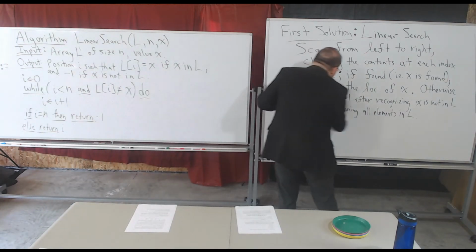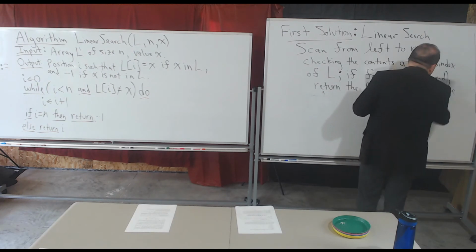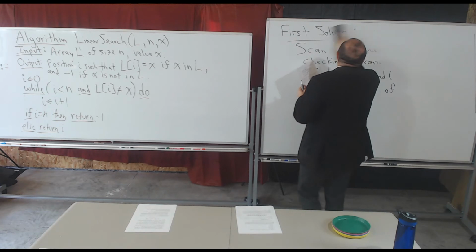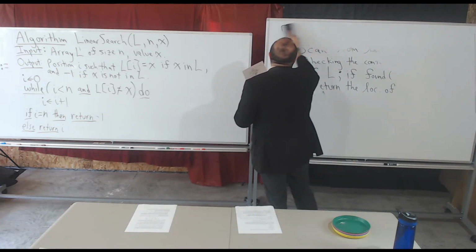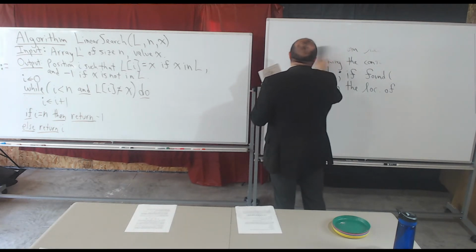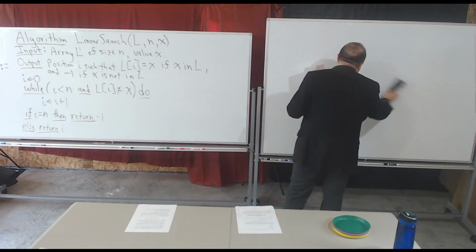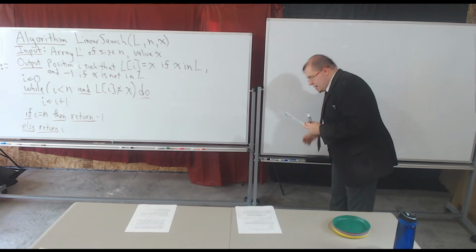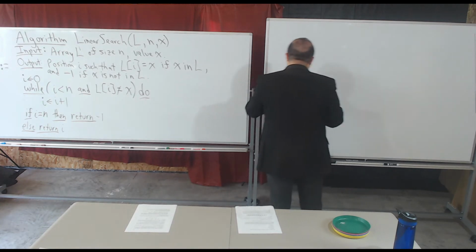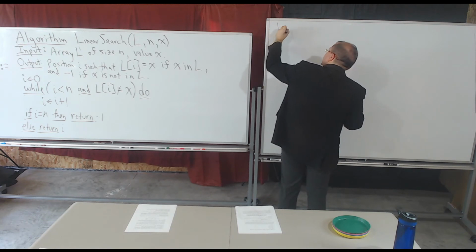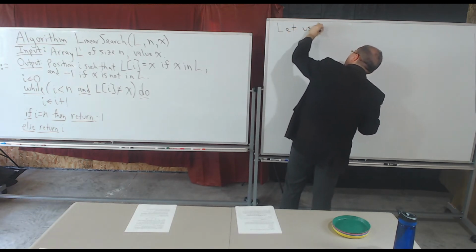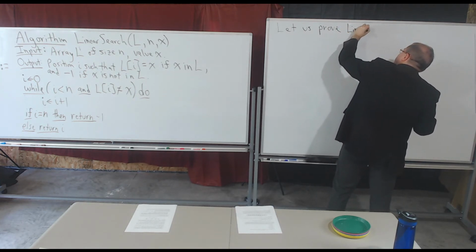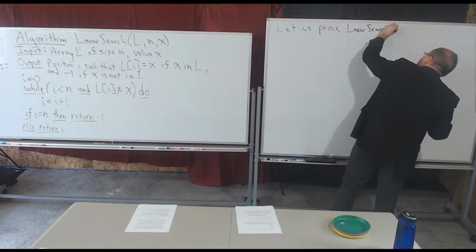So I'm going to show you that linear search is correct. Now, because of the nature of this course and the fact that I can't make certain assumptions about your background, I'm going to prove linear search's correctness directly by making observations about the algorithm itself. Let us prove linear search is correct.